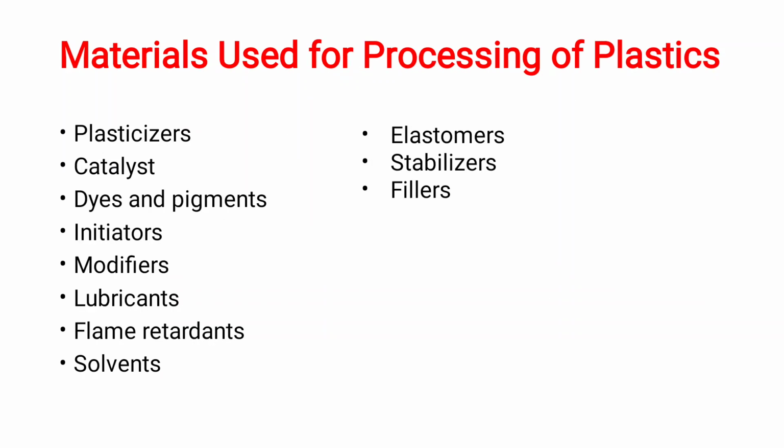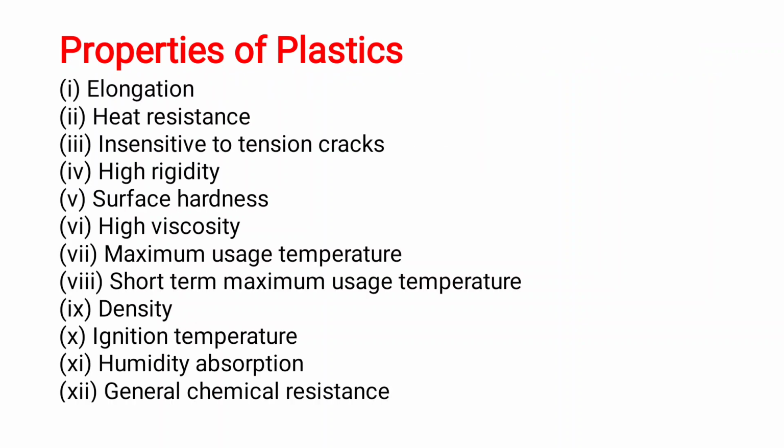The materials used in the processing of plastics are polyester, catalyst, dry pigment, initiator, modifier, lubricants, flame retardant, solvent, and the last one is filler. The properties of plastics include elongation, heat resistance, tension, crack resistance, high rigidity, surface hardness, high viscosity, maximum usage temperature, density, humidity absorption, and general chemical resistance. These are the main important properties of plastics.